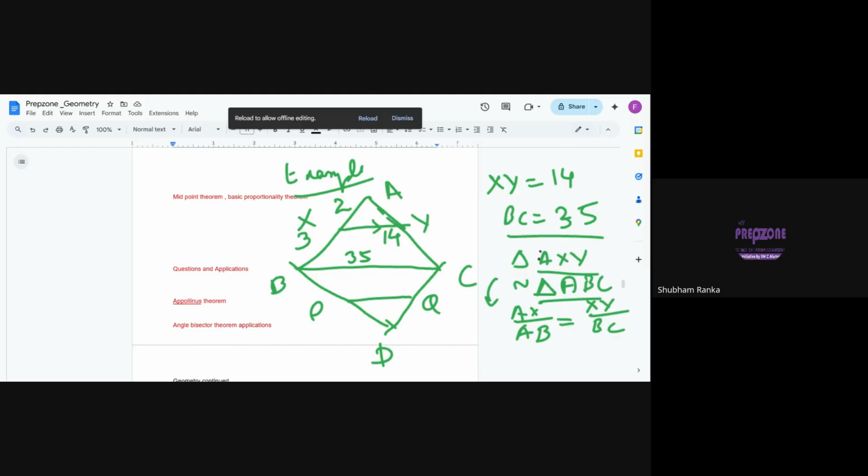So 35, I did it directly just to calculate: 2 by 5 is 14 by 35, 7 into 2, 7 into 5. Meaning if AX is 2, AB will be 5, because this part is 3. Perfect. So basic proportionality and similarity is what I just used over here.